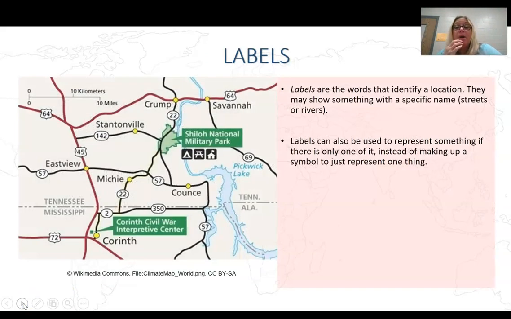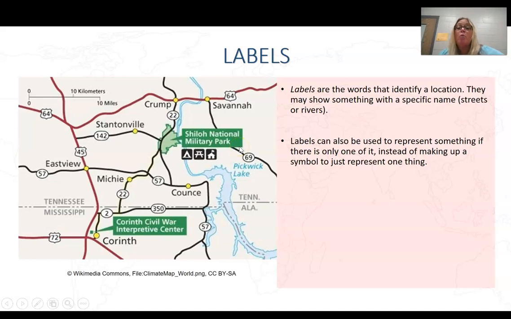Labels. Maps often have labels on them. So here, if you're looking at this map, you can see that the cities are labeled. You have Stantonville and Crump, Savannah. You also have some lakes that are labeled, Pickwick Lake. You also can see states that are labeled. Here you can see the Tennessee and the Alabama border, Tennessee and Mississippi border over here. You also have these green labels. These are identifying specific places that you may want to go if you're in this area. You've got the Shiloh National Military Park.